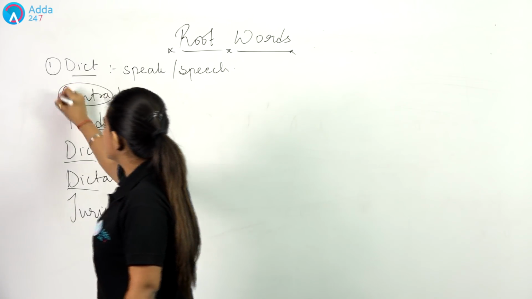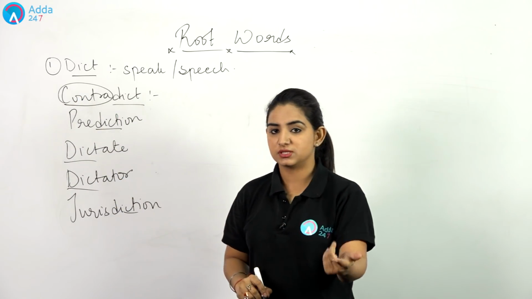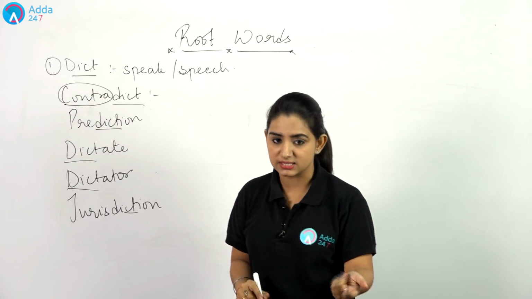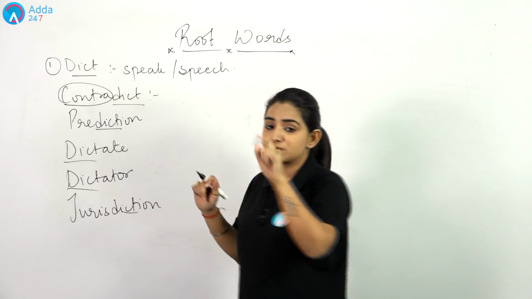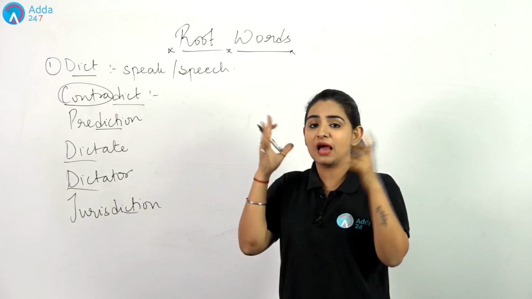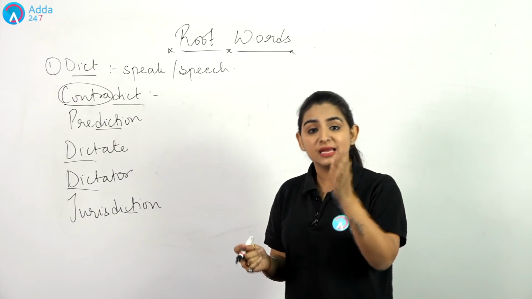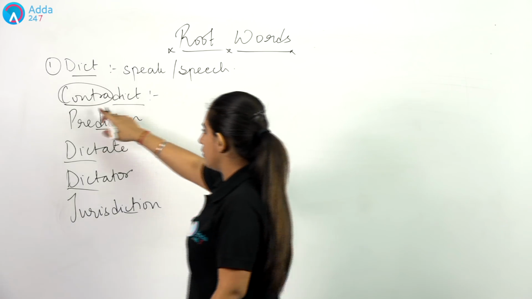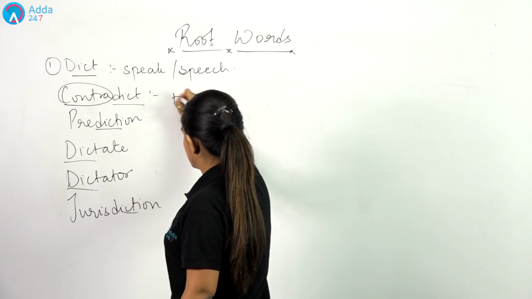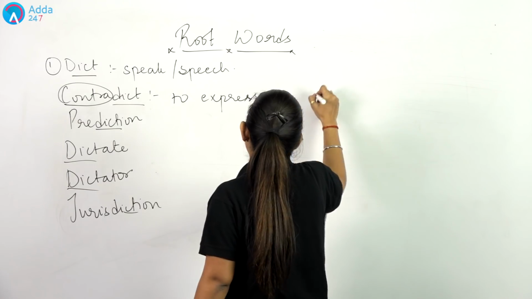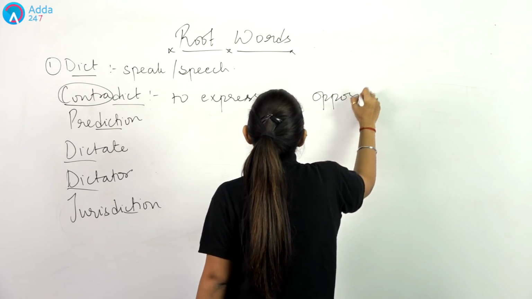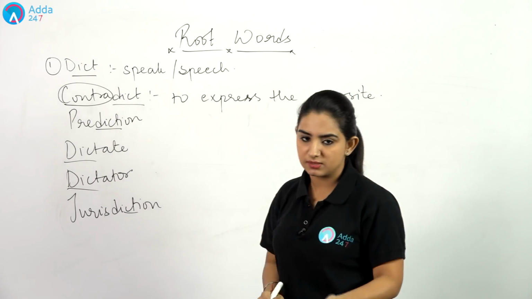So we have contradict. As I told you, contra means opposite. Contra means against. So when I associate contra with dict, that means you will speak, you will have a speech, you will have a set of words, but against something, right? So contradict means to express the opposite, to say something against somebody or something, right?